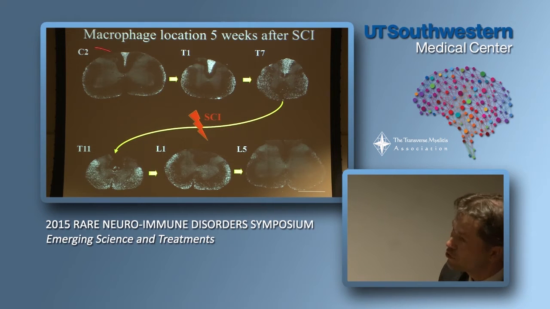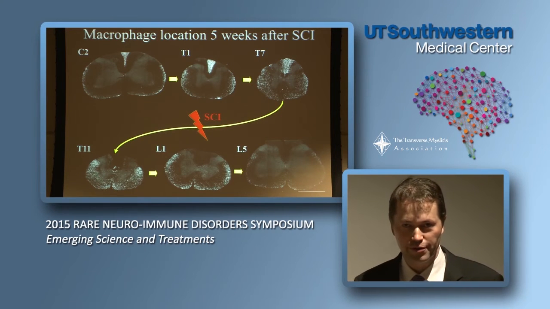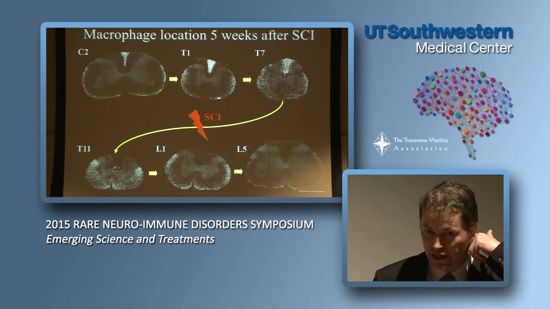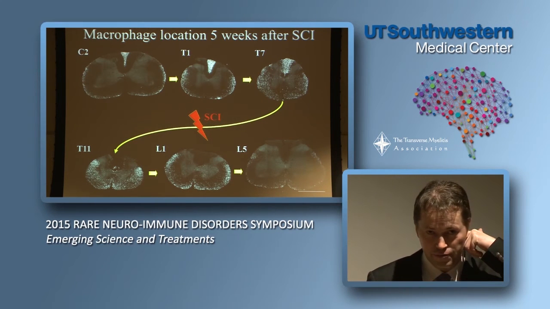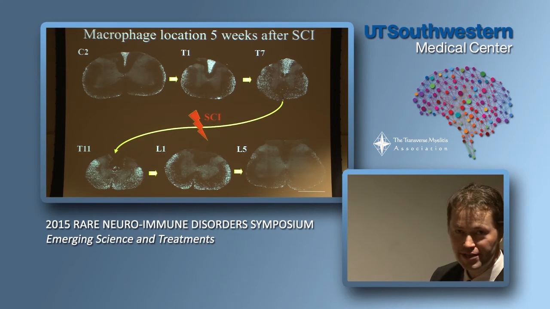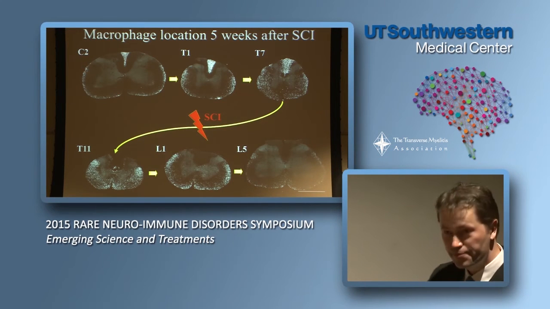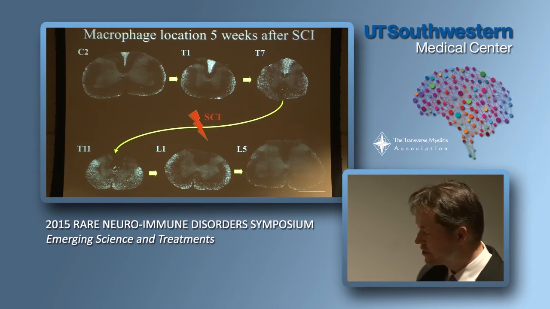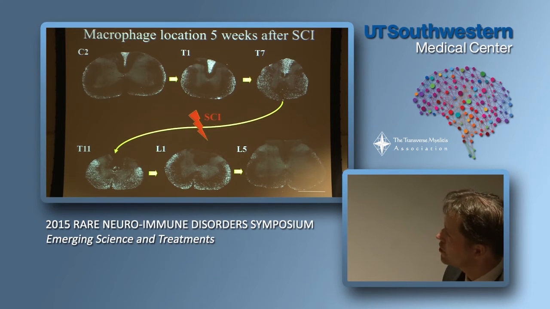This is C2. C2 stands for cervical 2. That means it's a cut of the spinal cord really high up, right below your skull. And you see everything that's white in these slices are areas where there's inflammation happening in the cord following a single trauma to the middle of the spinal cord. And you see here that the spinal cord is affected all the way up to cervical 2.